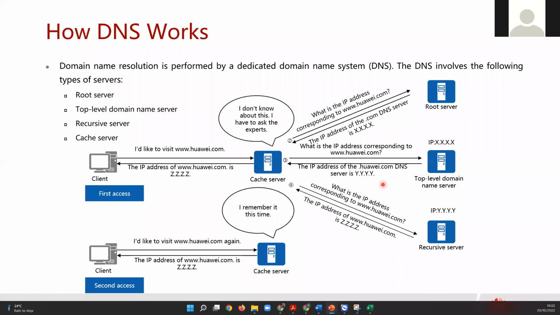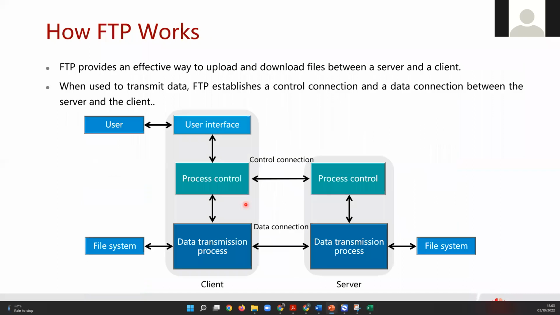For example, you usually have a cache server. We have a top level domain. It's very easy to understand that even your own computer has a DNS cache, so that it doesn't have to go back to a server each time. So there's usually fast access. This is what usually happens. Then the second time it comes, it doesn't have to go through all this process. Very easy. FTP also works on a user interface in terms of process control.